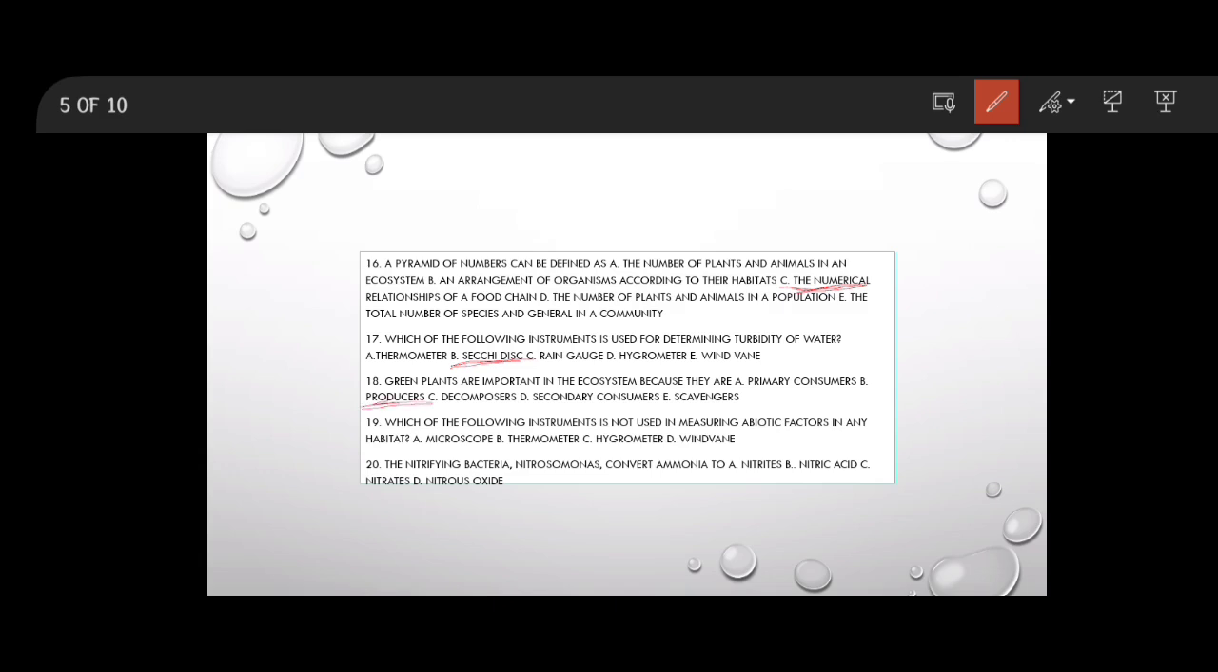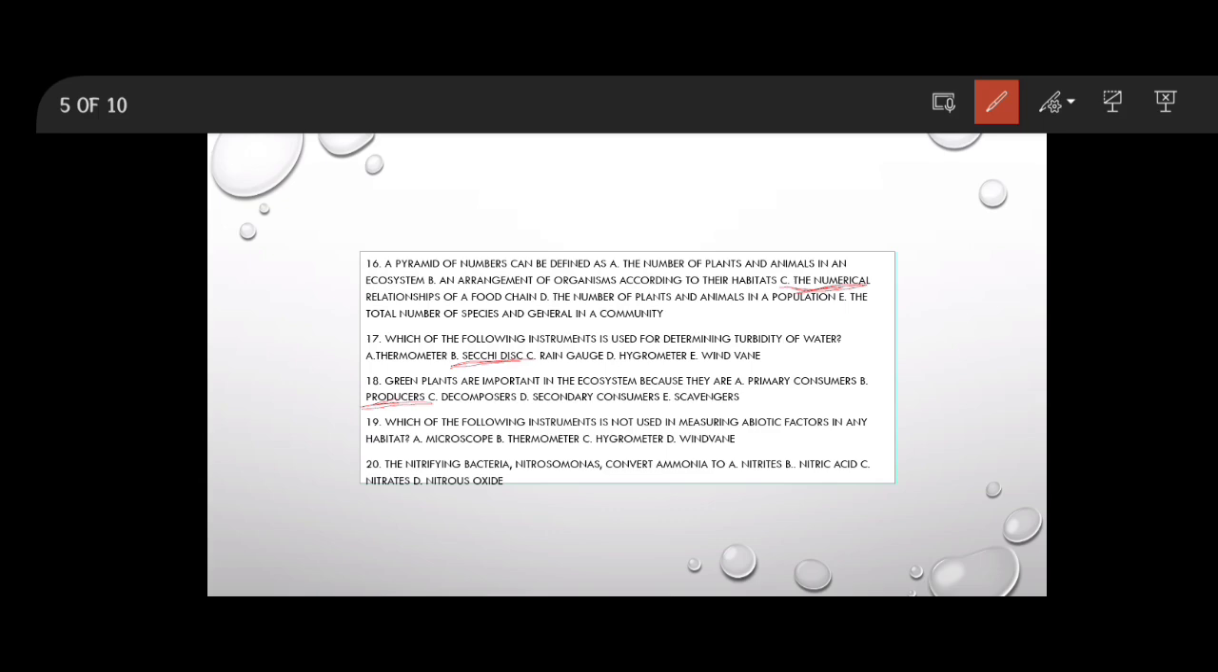So our answer will be option B. All other options are consumers. Which of the following instruments is not used in measuring an abiotic factor? I told you the meaning of abiotic factor the other time. Abiotic factors are non-living factors affecting organisms. Let's take a look at them one after the other.